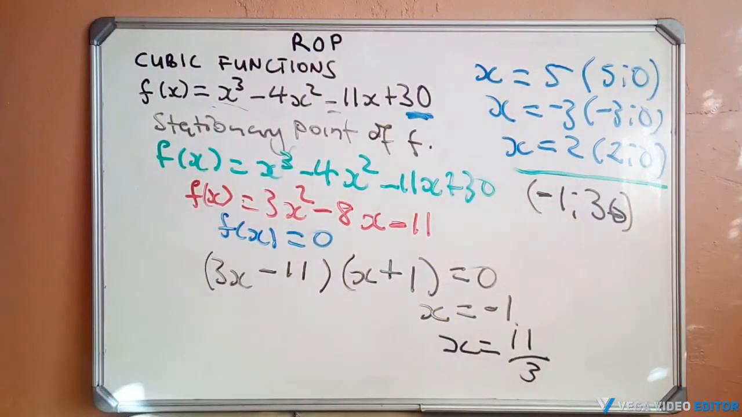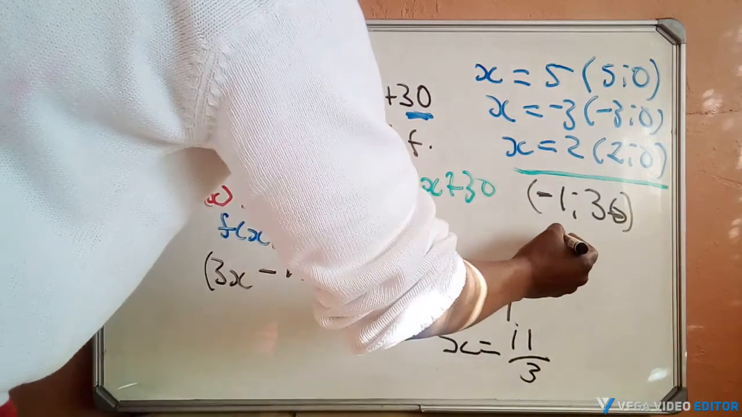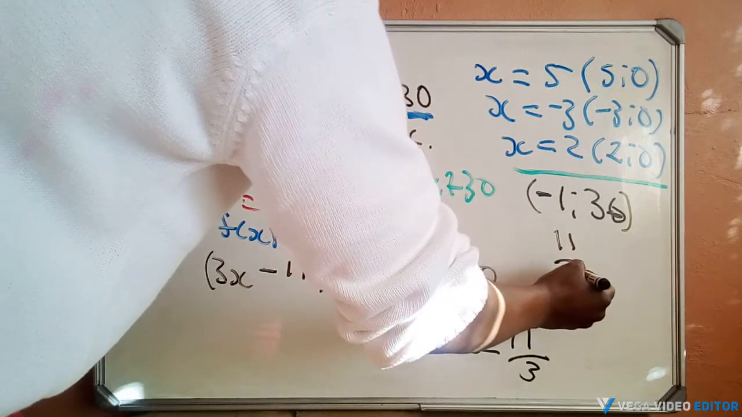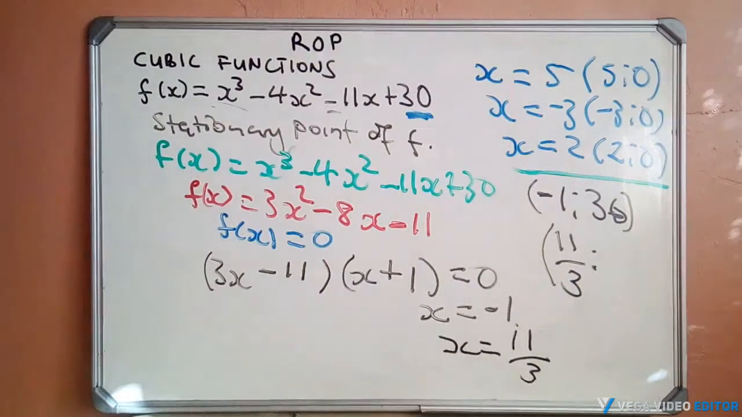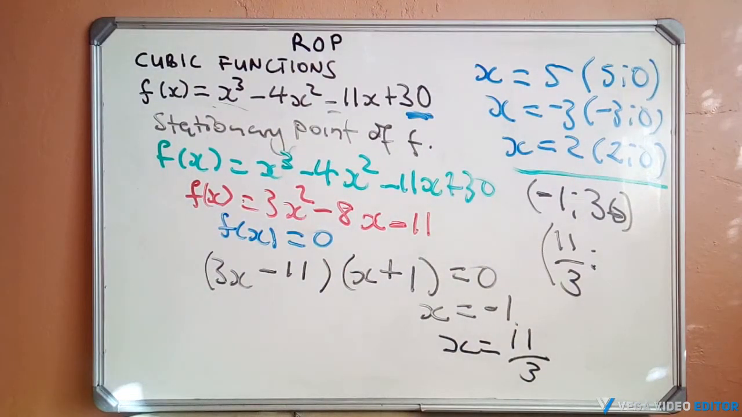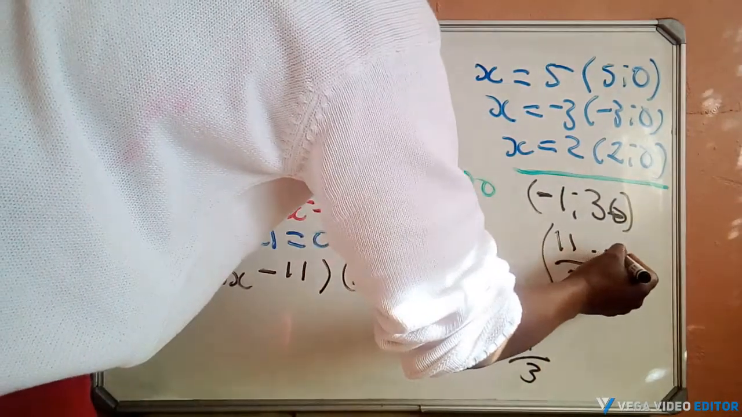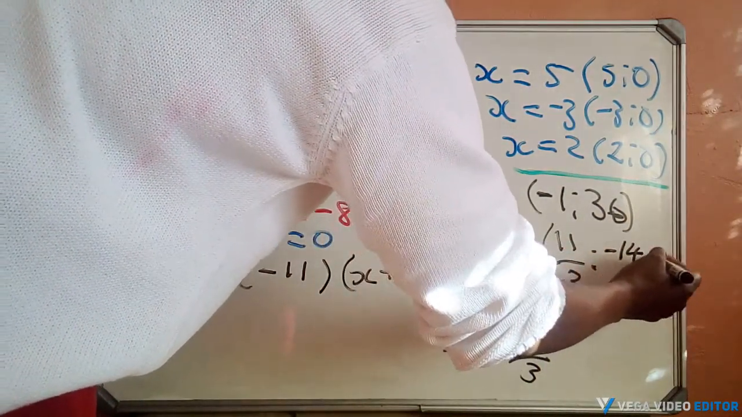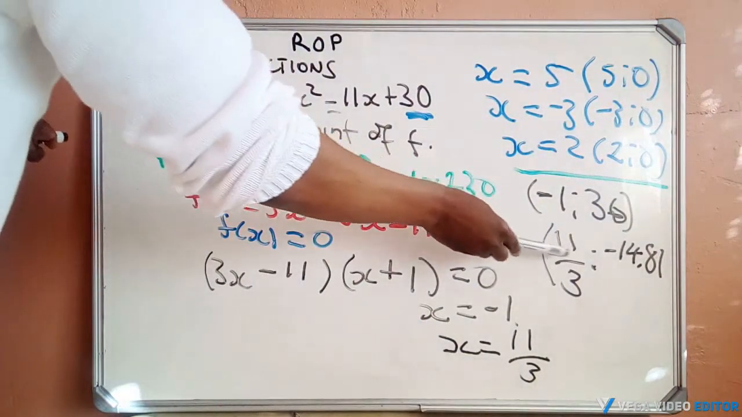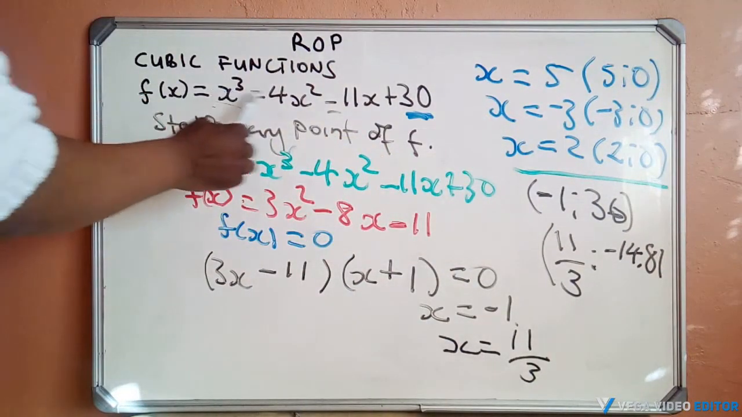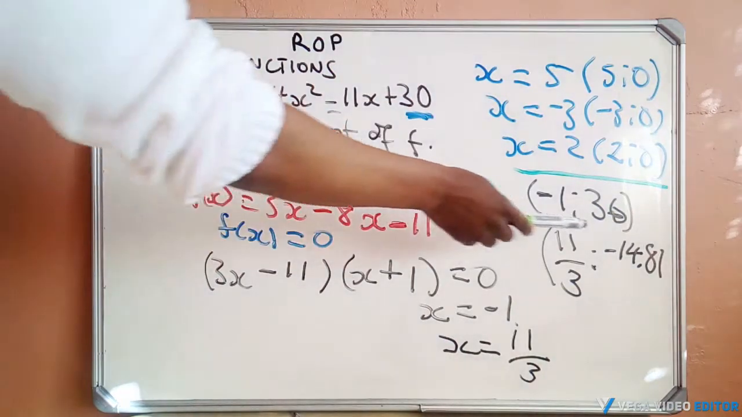All right, and then this one, when x is 11 over 3, our y is going to be minus 400 over 27, and that will give you minus 14.81. Don't just take my word for it. Please compute that here into the function, and then you'll get those figures there.